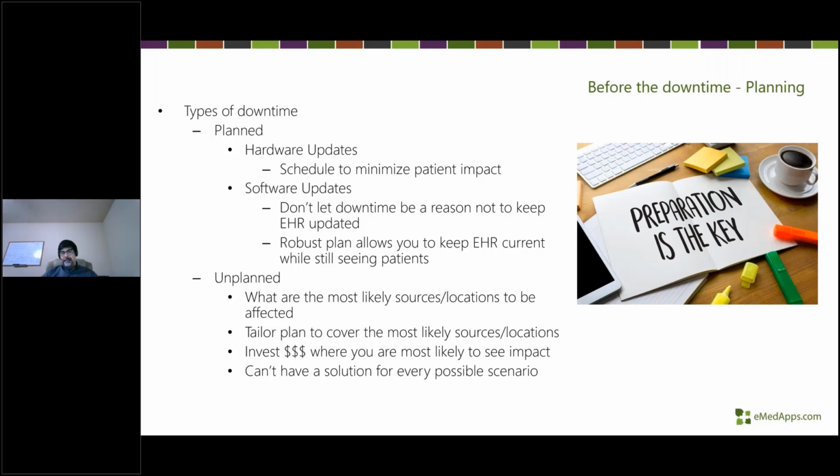From the software perspective, we often run into clients who don't do software updates. They don't want to deal with the downtime. They don't want to deal with having to bring the system down, so they let their system go unupdated for a while, and that's a recipe for disaster. You don't want downtime to be a reason not to keep your EHR updated.